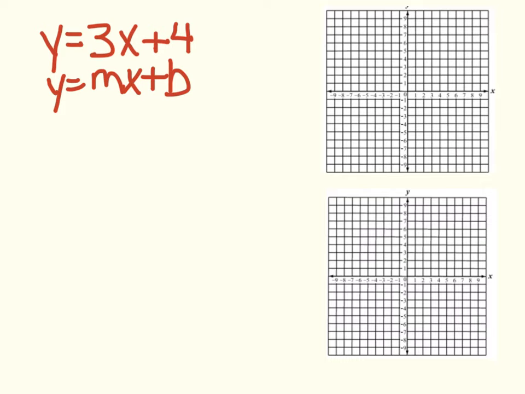So our y-intercept right here is 4. So we're going to go to the y-axis to 4, and that's going to be our starting point. Okay, now we're going to look at m. Remember, m is the slope. It is the coefficient of x. Okay, so we're right here, and the slope is 3.